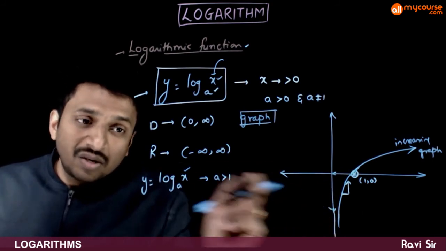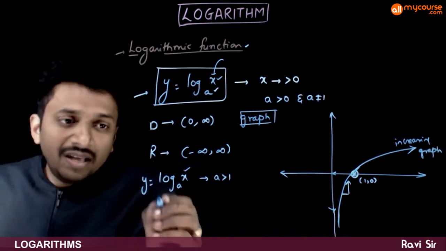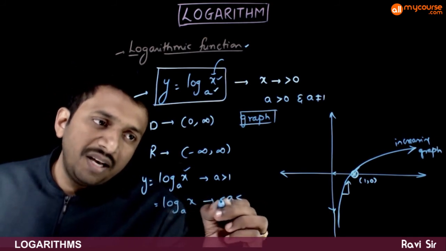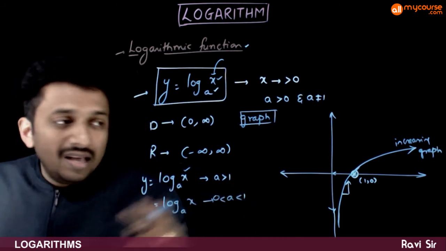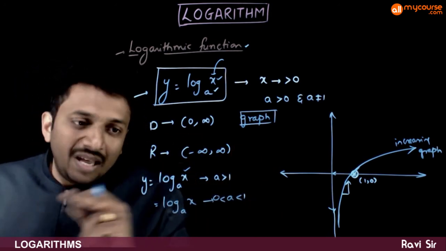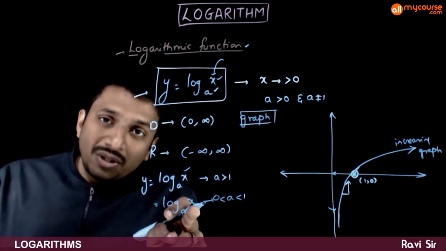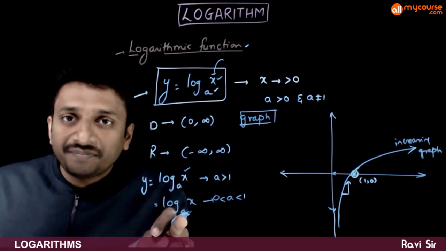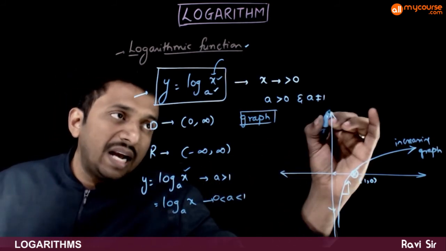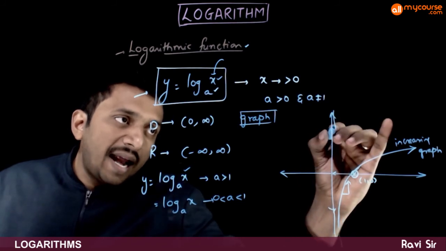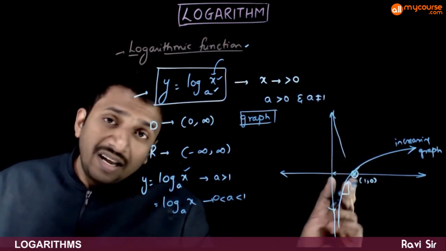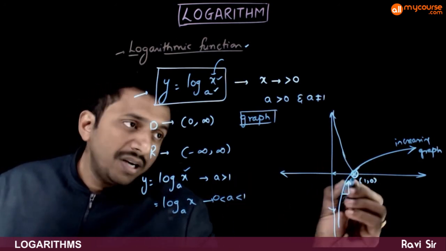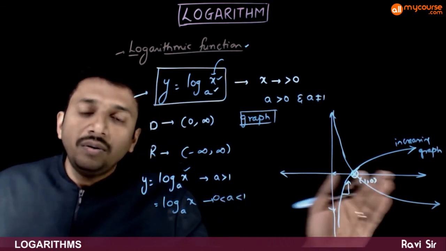But this is when a is greater than 1. So the same graph, if you draw log x to the base a, if a is in between 0 and 1, this becomes a decreasing graph. And as x goes closer and closer to 0, if the base is a fraction, the value goes to infinity. So the graph starts from here and goes on decreasing. It becomes 0 at x equal to 1. That is compulsory. It passes through this point and then goes down to minus infinity on this side.